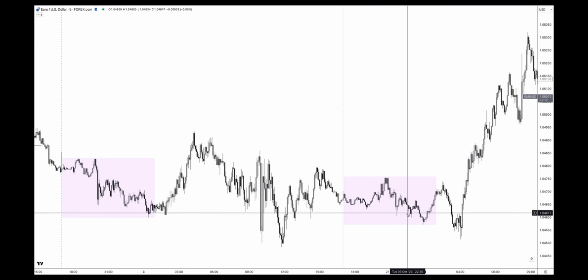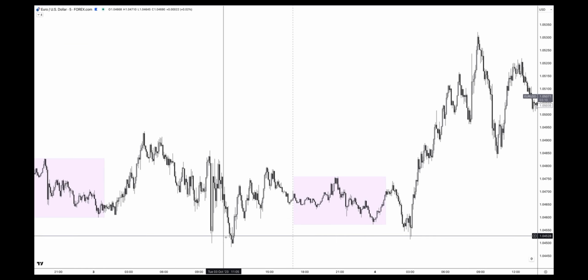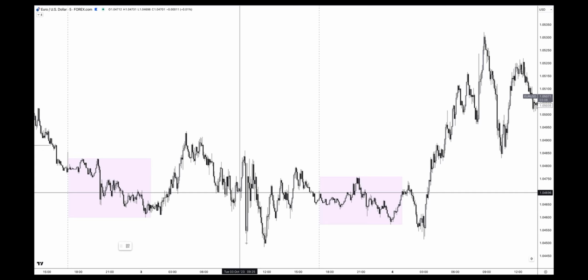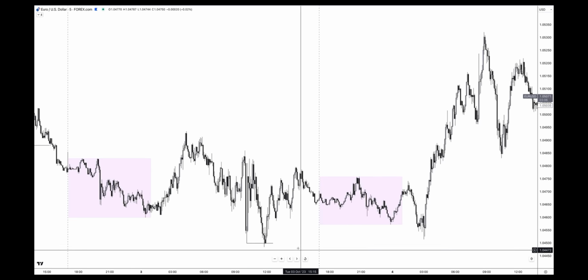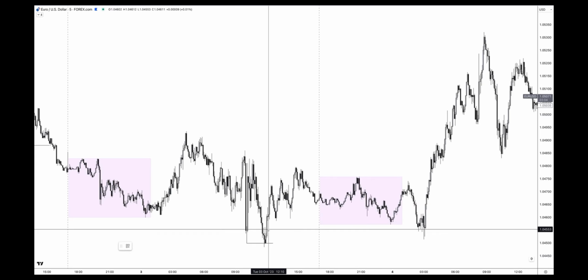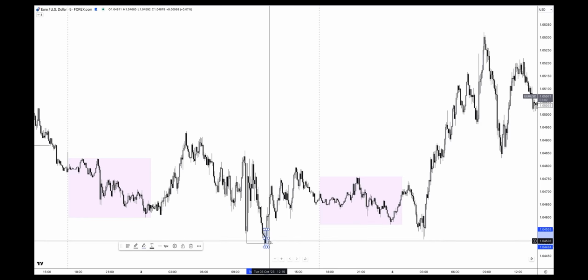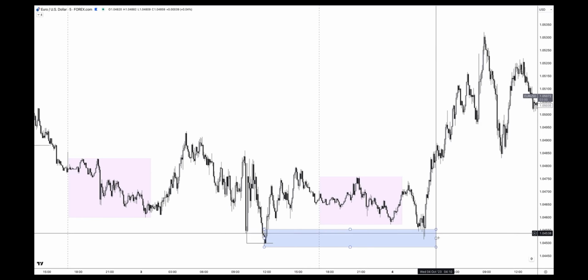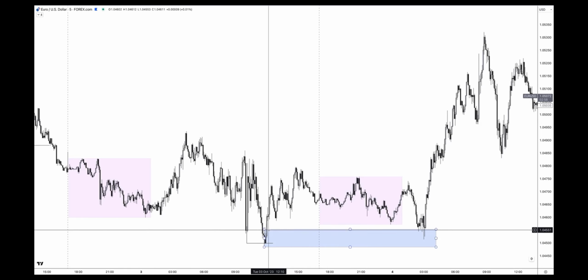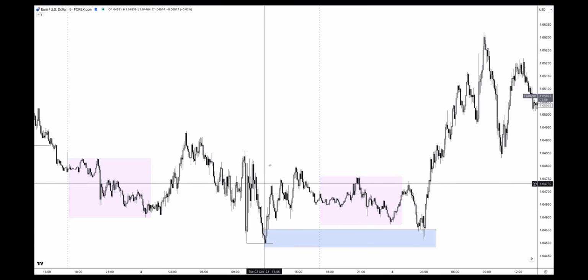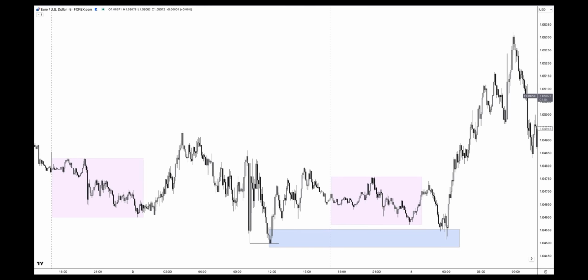Now, what did New York leave for us yesterday? Well, right away I can see we've taken that low, leaving us a liquidity block. And what did we do? We ran right into it and moved away. So let's kind of digest and break down this price action here.